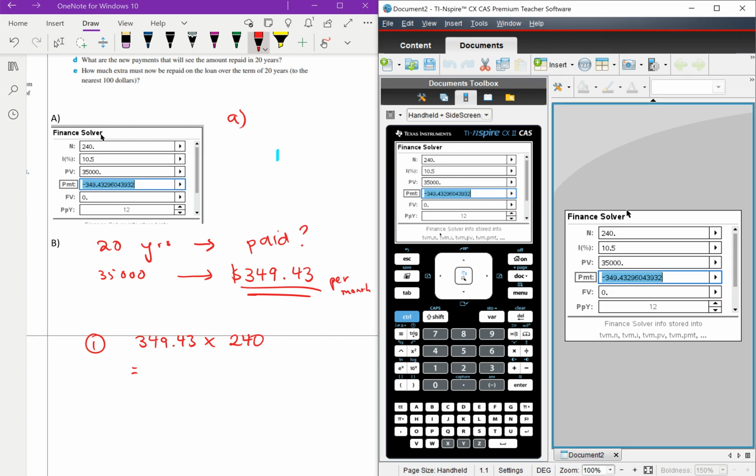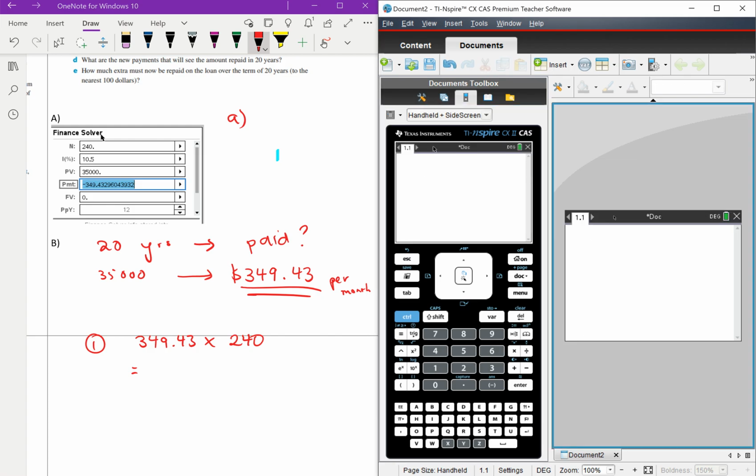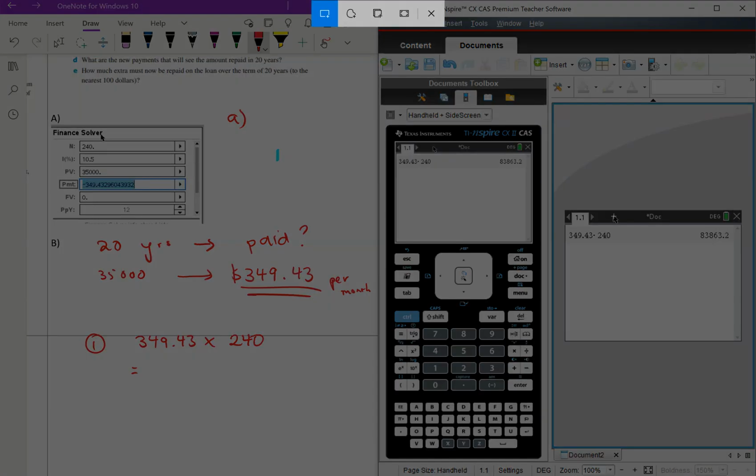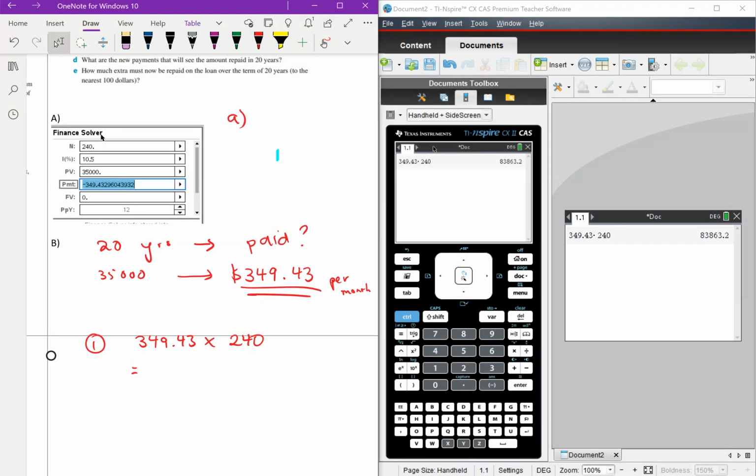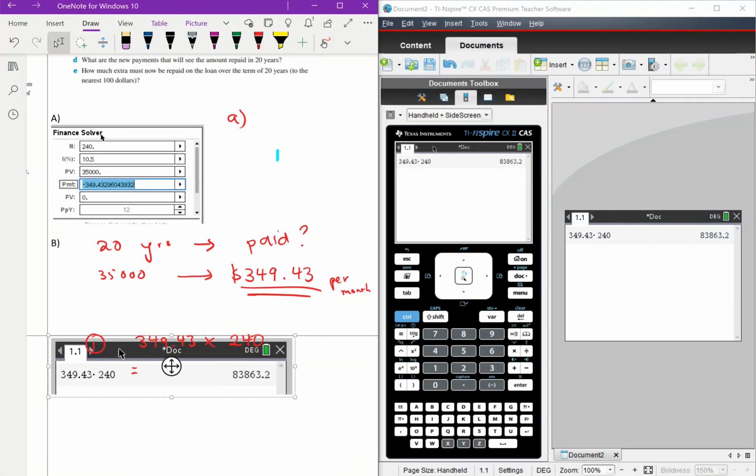So I'm just going to go here and press escape, and I'm going to do $349.43 times 240, and that works out to be $83,863.20. Okay, so I'm going to just put it over here. So this is my calculation here.